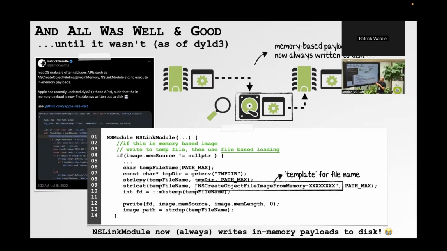If we look at the source code for NSLinkModule, and this is in DYLD's open source code, we can see there's a comment from Apple that says, hey, now if anyone calls this, you know what we're going to do first? We're not going to execute the binary directly from memory. We are going to actually write it out to a temp directory and then invoke the loader normally to load it. Bummer.